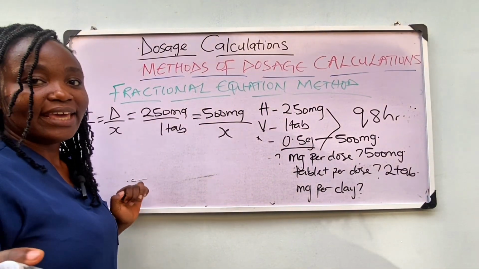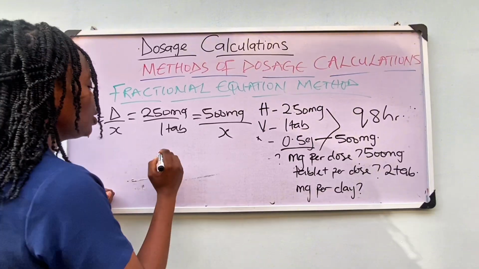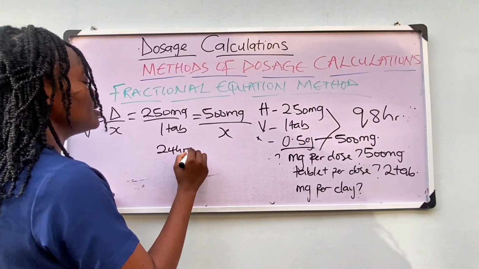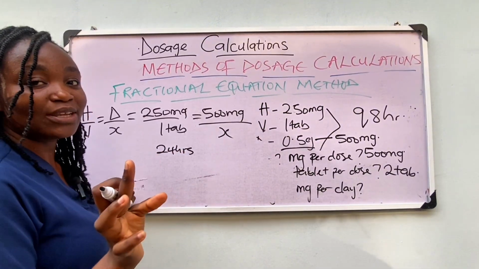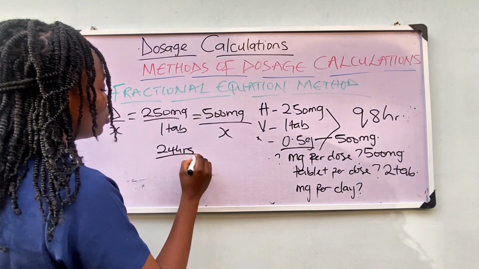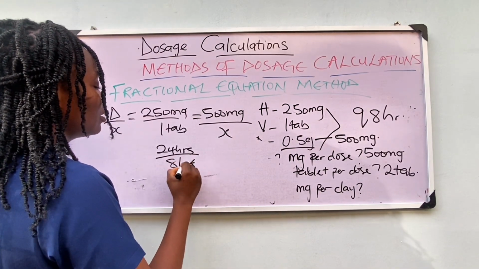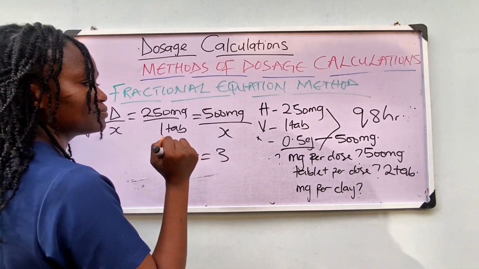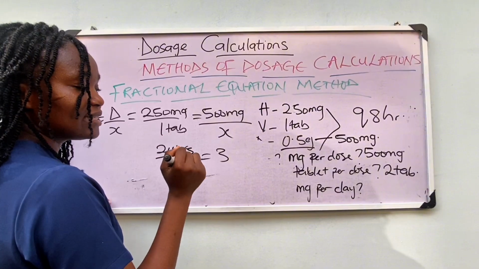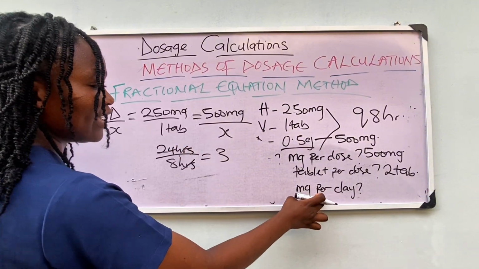So in one day, we have 24 hours. Okay? So 24 hours divided by this drug that is to be administered 8 hourly, all over 8 hours, we're going to have what? 3. Okay?